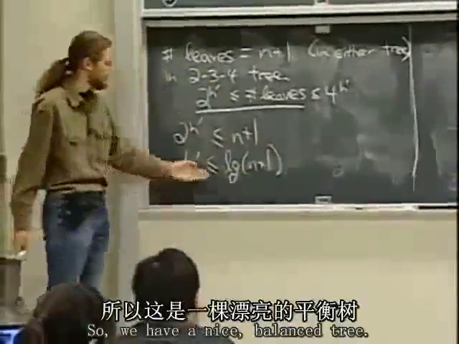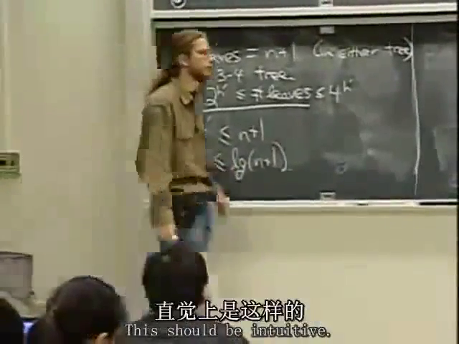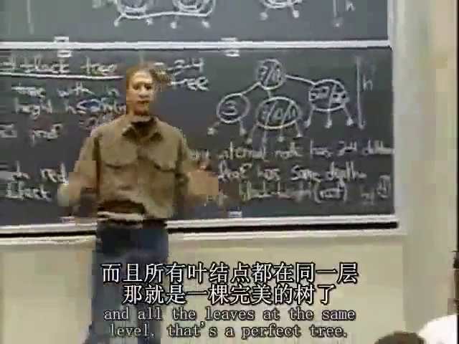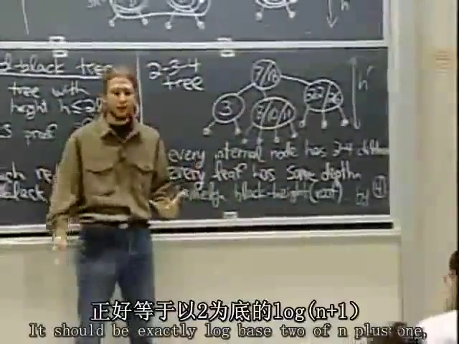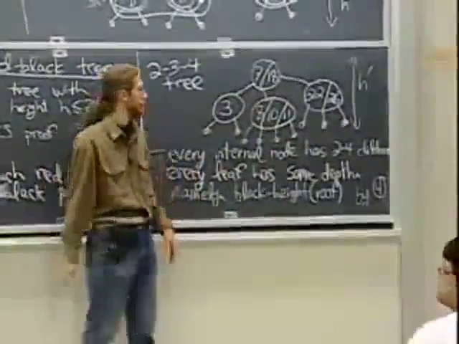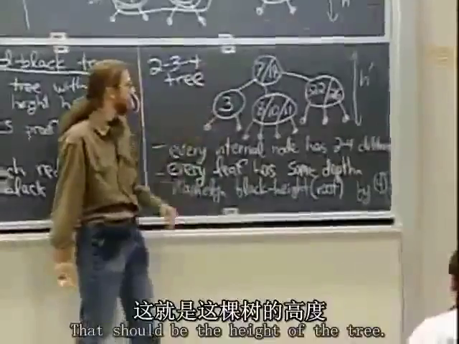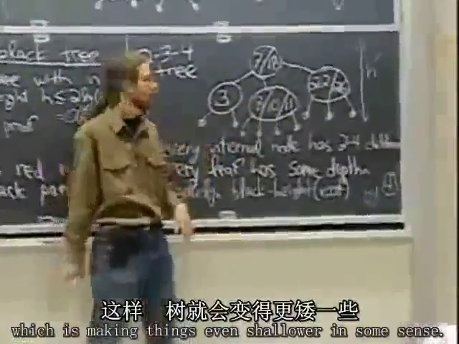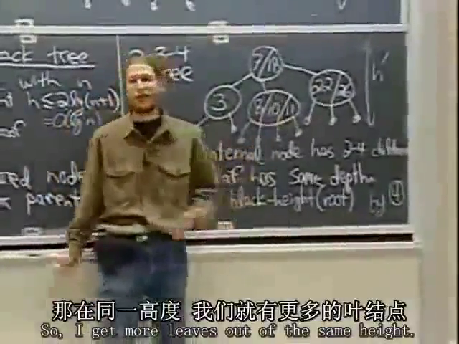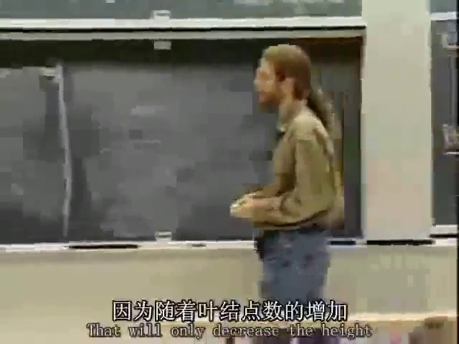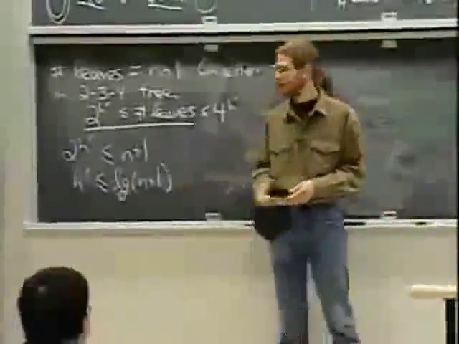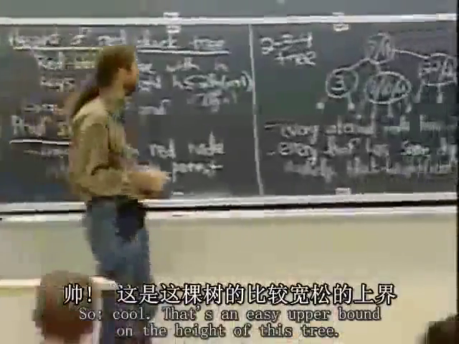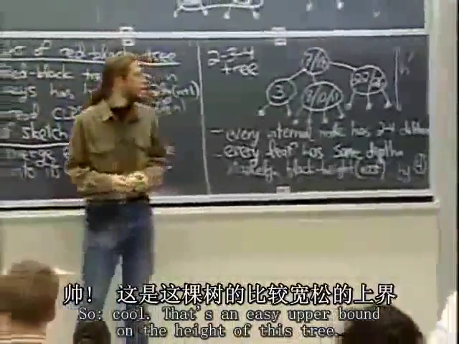So we have a nice balanced tree. This should be intuitive. If I had every node branching 2 ways, and all the leaves at the same level, that's a perfect tree. It should be exactly log base 2 of n plus 1. It turns out not quite n. That should be the height of the tree. Here I might have even more branching, which is making things even shallower in some sense. So I get more leaves out of the same height. But that's only better for me. That will only decrease the height in terms of the number of leaves. N plus 1 here was the number of leaves. So, cool. That's an easy upper bound on the height of this tree.